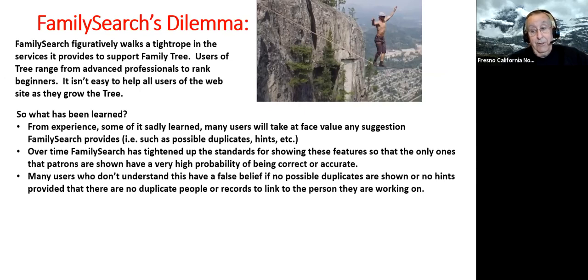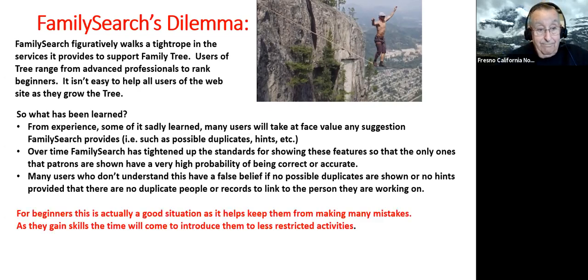And we know from experience that those are both false fallacies, in that we know that even though there's no hints, there's going to be other records out there. And we also know, even though FamilySearch isn't showing us any duplicates, there's very often duplicates out there, more often than not. So for beginners, in some respects, what they've set up is a good system for them because it keeps them from making mistakes, because the restrictions on what's provided to the user is so restricted that only high quality things are actually shown.